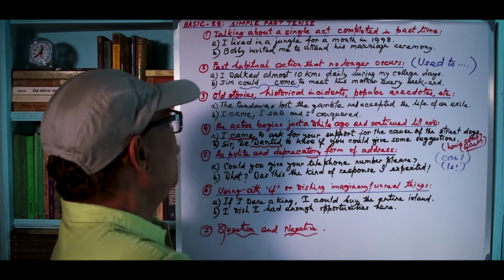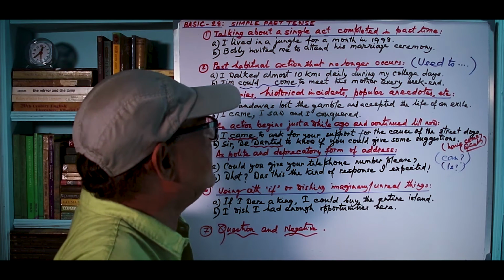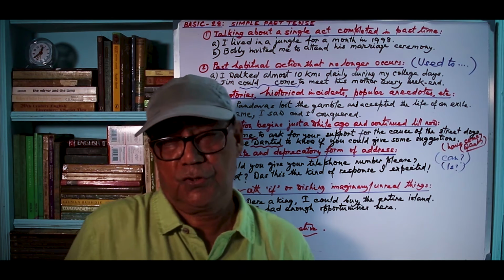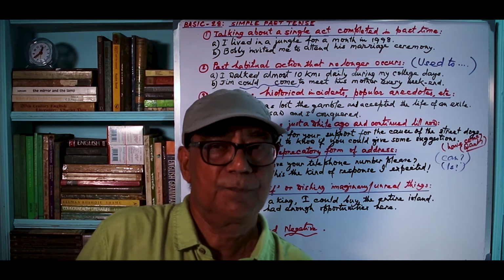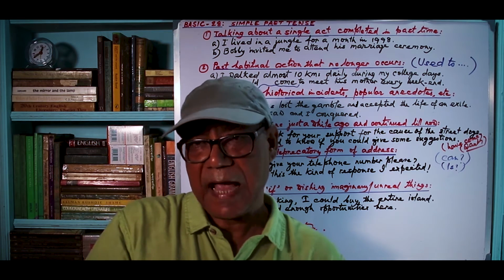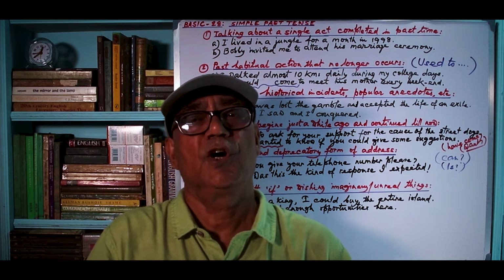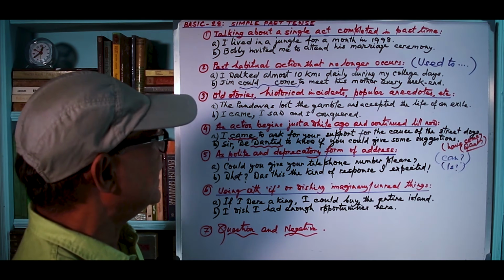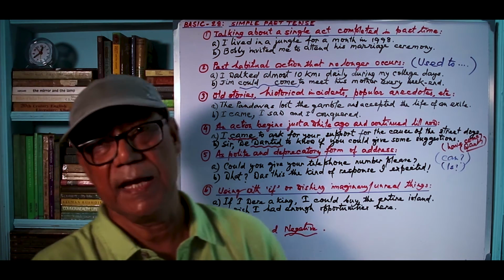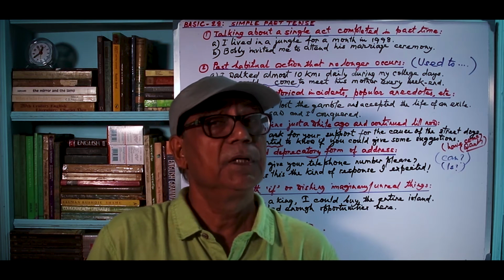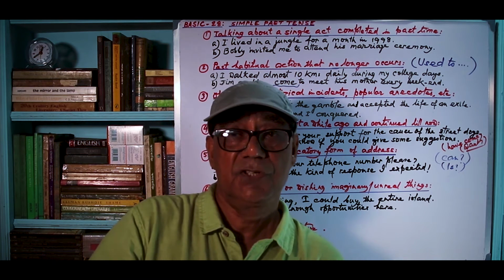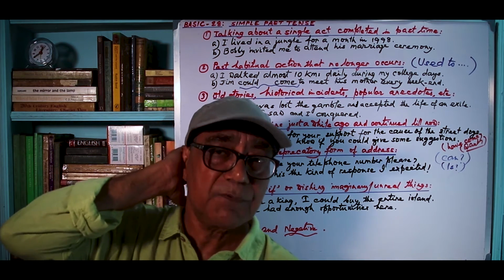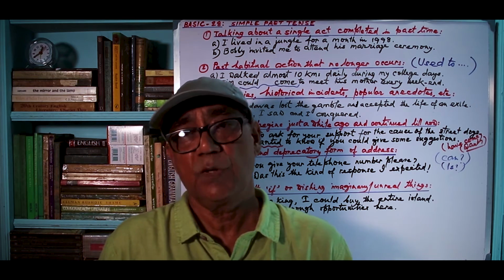Now, number 3, old stories, historical incidents, popular anecdotes, etc. We sometimes tell of old stories, anecdotes, popular sayings, etc. All these can be expressed in terms of simple past tense format. For example, the Pandavas lost the gamble and accepted the life of an exile. The Pandavas, we know the story of the Mahabharata. Pandavas lost a game of dice and they had to accept the life of exile. This was the condition there.